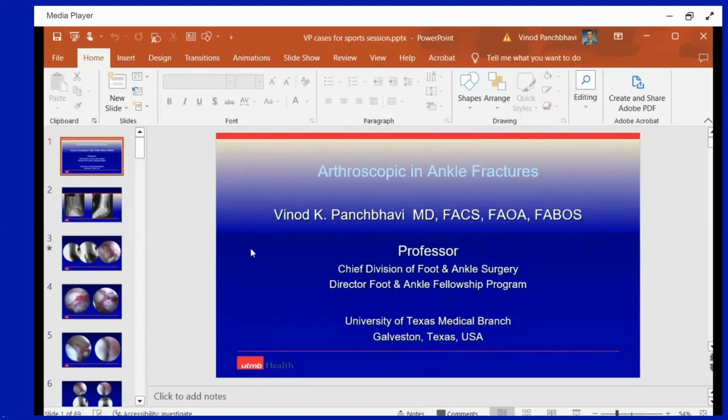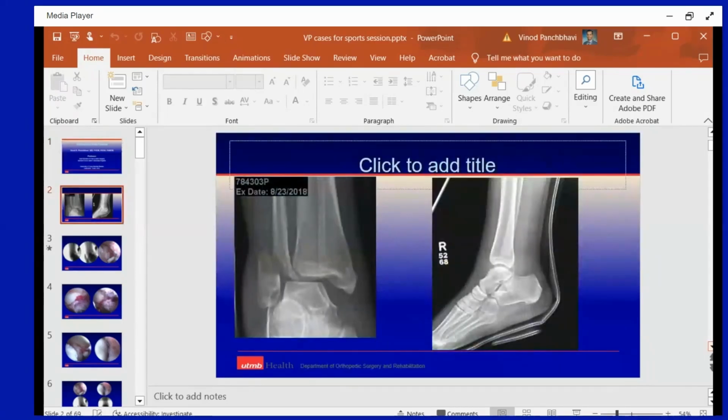Yes, we can. Okay, perfect. So, I don't know whether I should put a presentation mode, but then I can't see myself. Anyway, so here is the fractures.